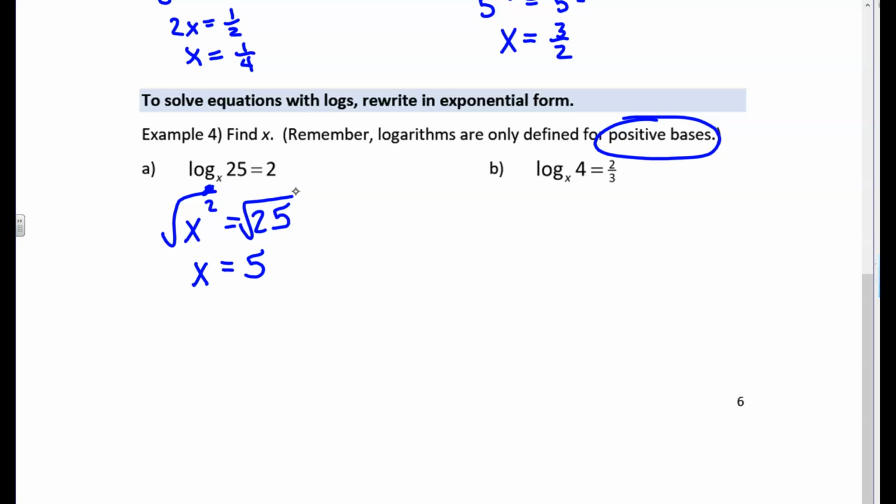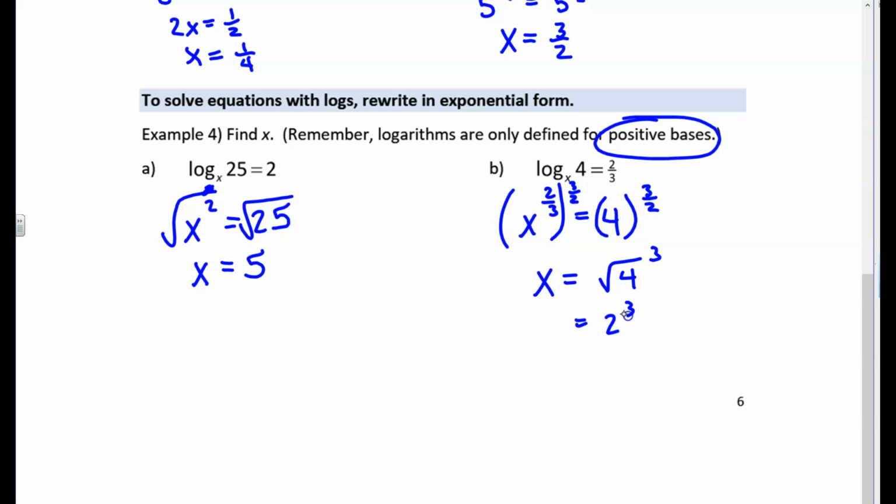Let's take a look at this one. Log base x of 4 equals 2/3. Well, I'm going to transform this into an exponential. X to the 2/3 is equal to 4. In order for me to get rid of that exponent, I'm actually going to raise both sides to the 3/2 to clear the exponent. So I get x equals, that's the same thing as the square root of 4 cubed, or 2 cubed, which is 8. So my x value is 8.